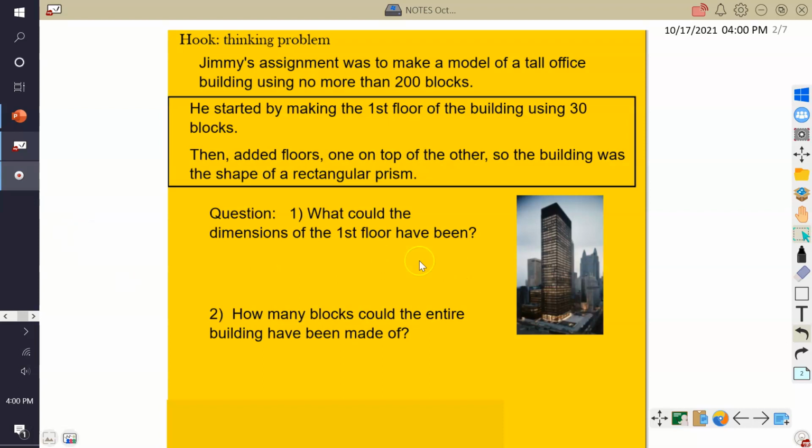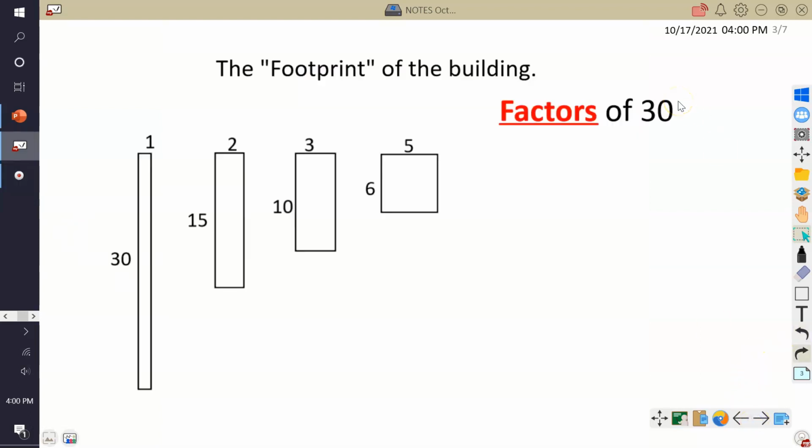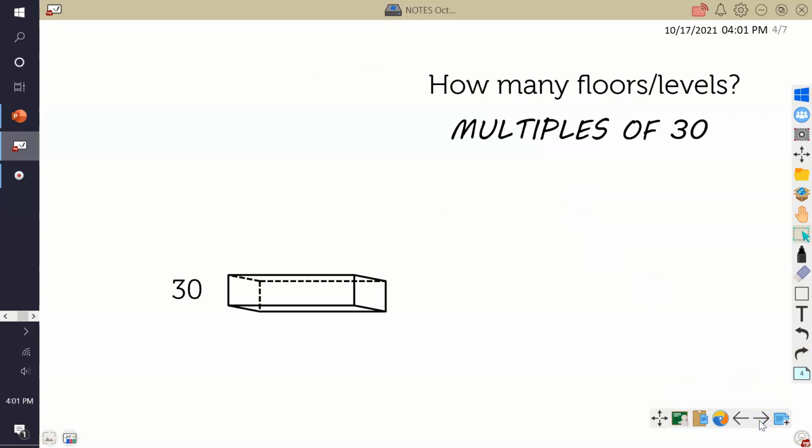The first question, what are the dimensions of the first floor, is about factors really. We're thinking of factors of 30. So we could have all these possibilities right here. The first floor is in the shape of a rectangle. It could be 5 by 6 or 3 by 10 or any of these. Our brain is working a little bit differently than when we answer the second question, which would be right here.